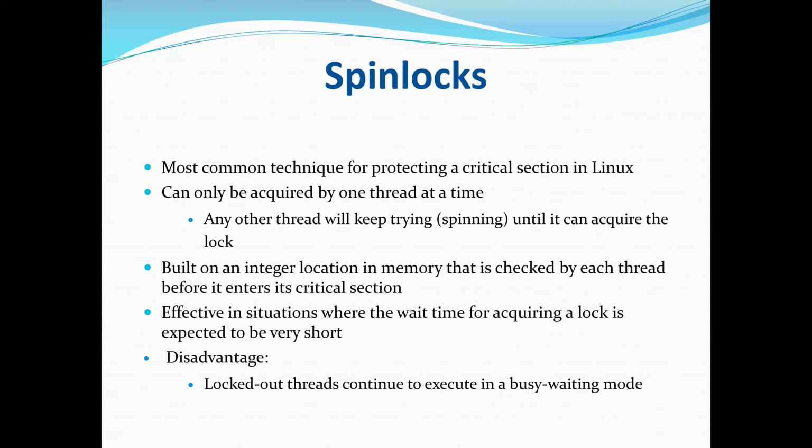A spin lock is built on an integer location in memory that is normally checked by each thread before it enters its critical section. If the value is 0, then the thread sets the value to 1 and enters the critical section. If the value is non-zero, then the thread continually checks the value until it is 0.